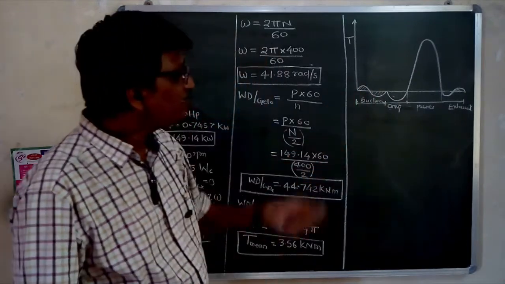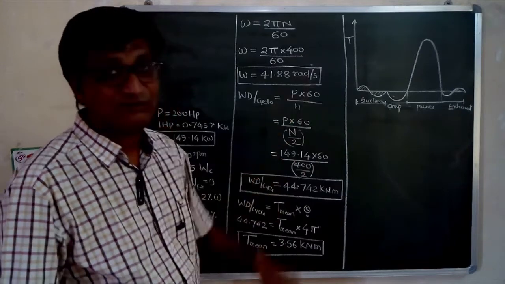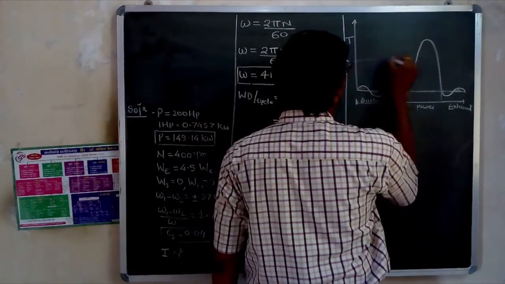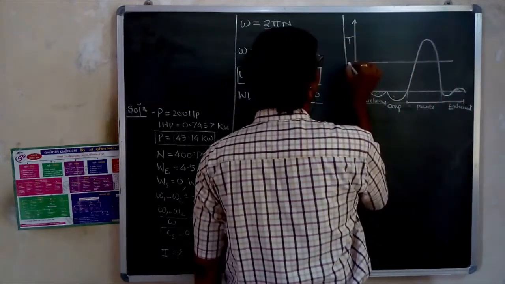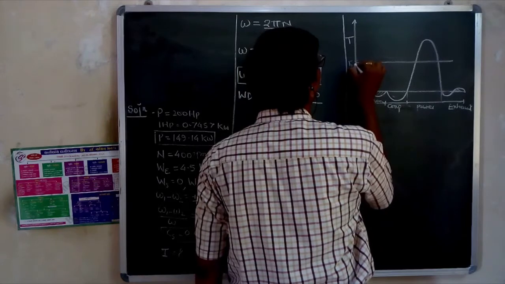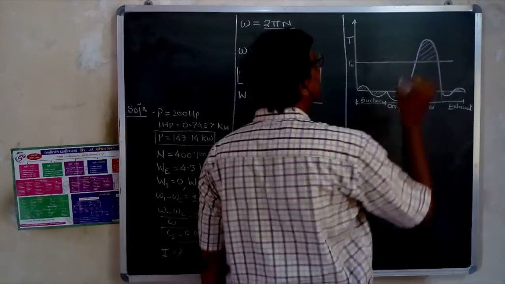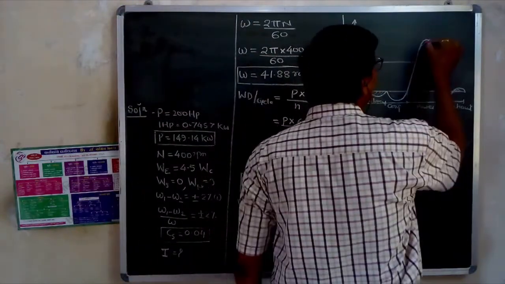Now, I want to calculate the area to find out this delta E. So I have the T mean. This is the T mean. I want to find out the area above this T mean. This is nothing but my delta E. This is my delta E actually.